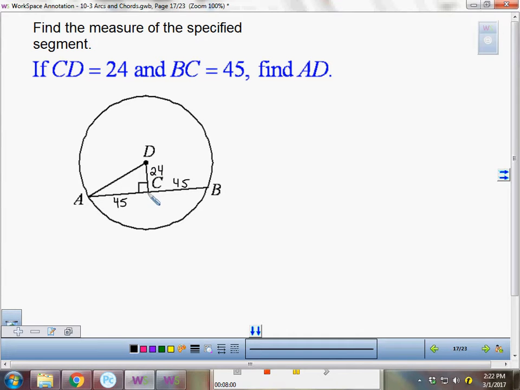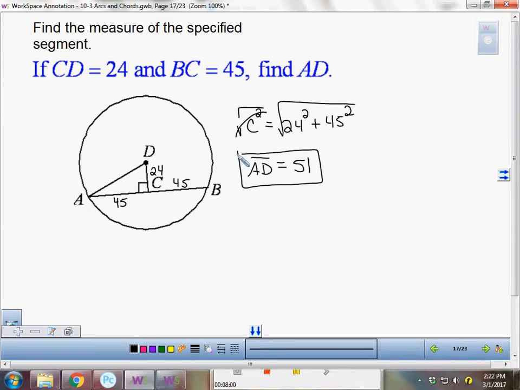I've got a leg, my hypotenuse, and then another leg. So anytime you have a right triangle and you're trying to figure out one side of that, you can use the Pythagorean theorem. So remember, that's your hypotenuse squared, which is equal to one of your legs squared plus your other leg squared. All right, so I square root that. So that means that AD, which is my hypotenuse, is equal to 51. And just plug that in your calculator, all right? It gives you the answer.